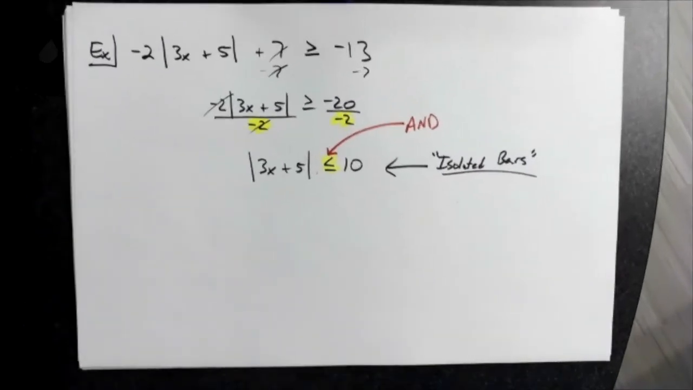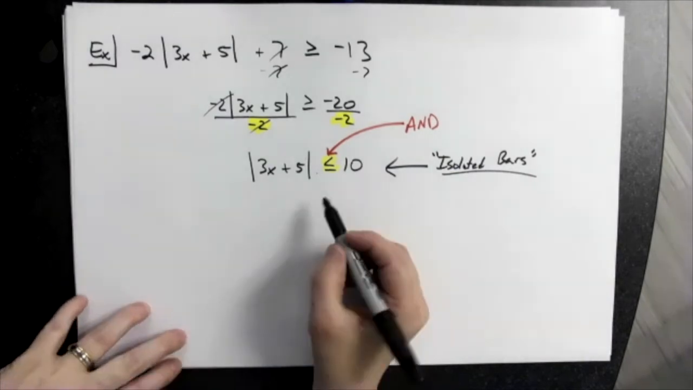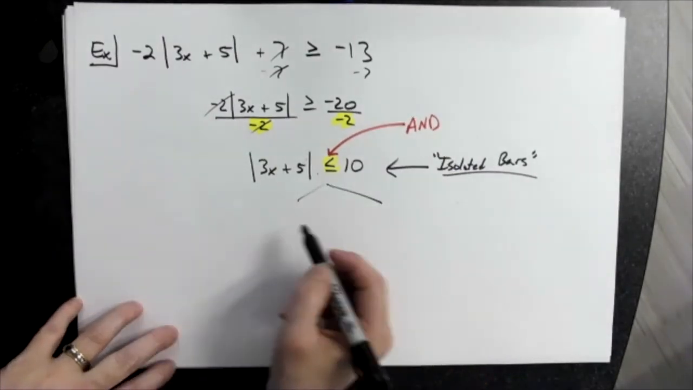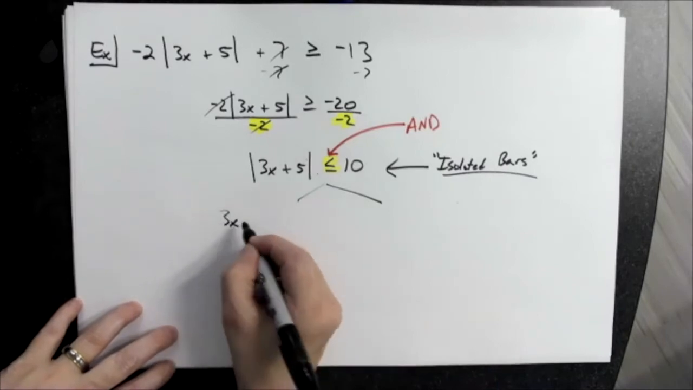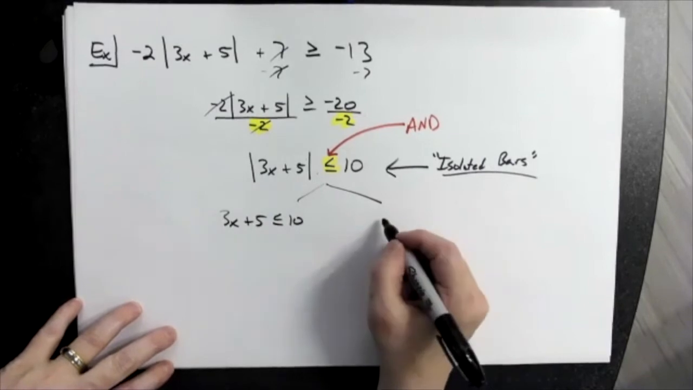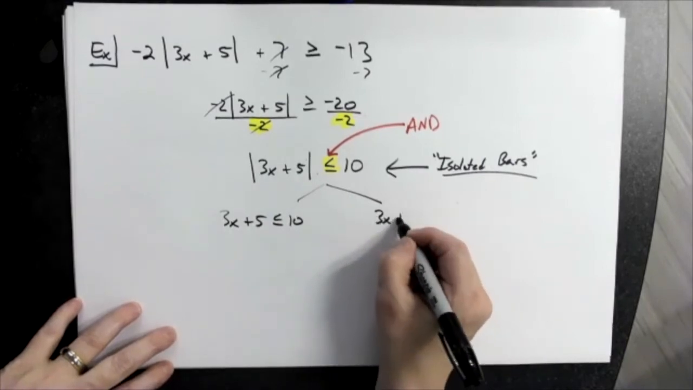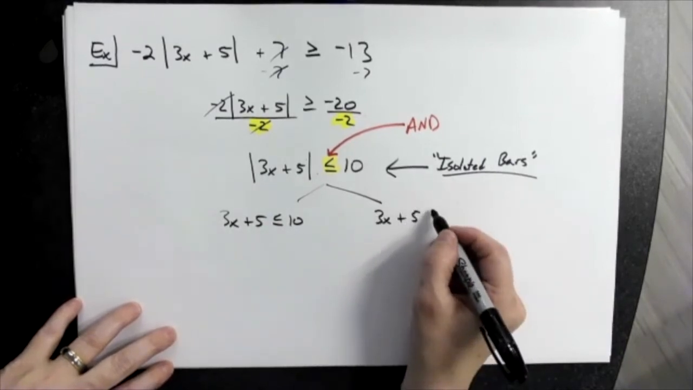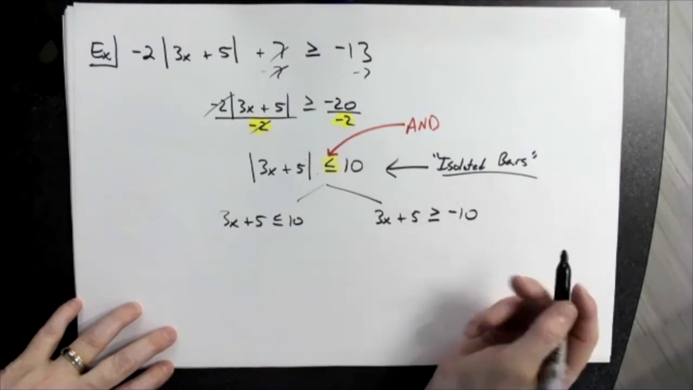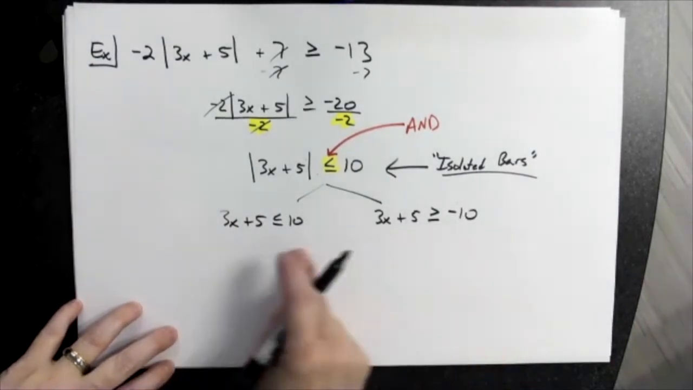All right, not everybody has stopped writing, but most people have. So I'm going to real quickly go through it so you can check your lines of work. On the left-hand side, we're going to have 3x plus 5 is less than or equal to 10. Over here, we're going to have 3x plus 5, flip the sign, greater than or equal to the opposite, negative 10. So when you break them up, those are your two equations right there.